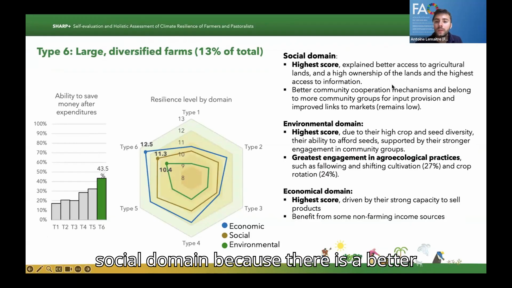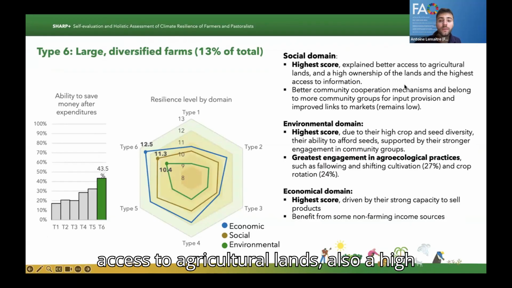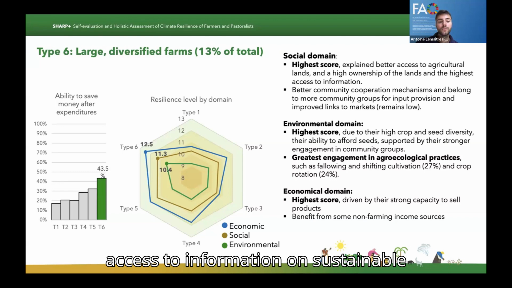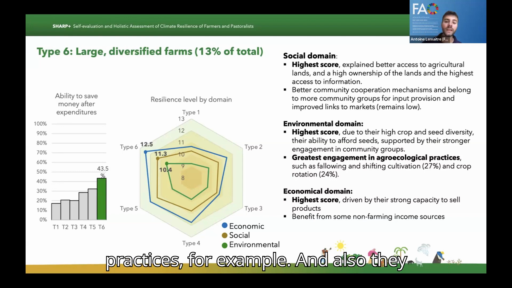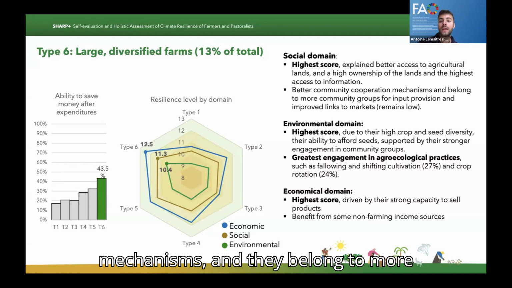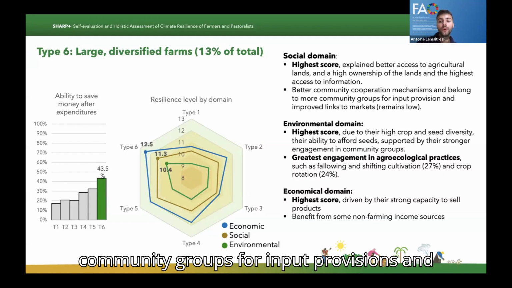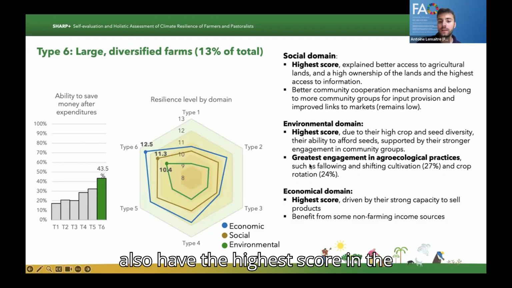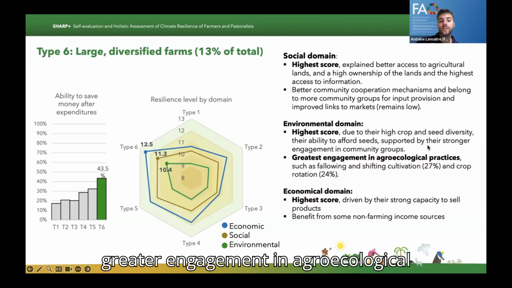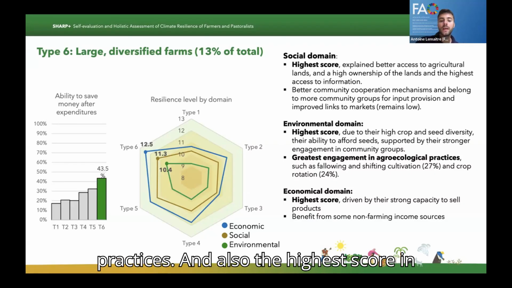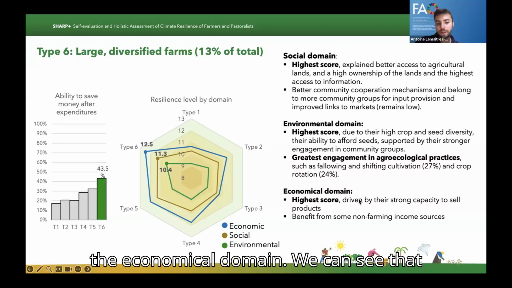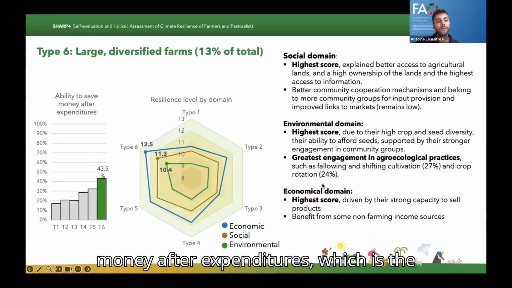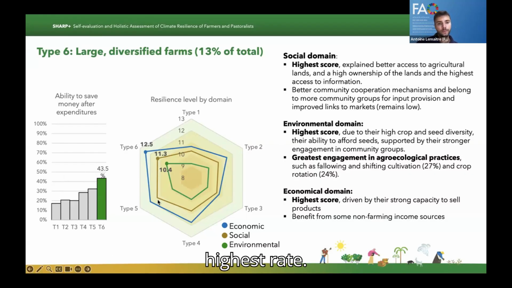In the social domain, because there is a better access to agricultural lands, also a high ownership of the lands, and the highest access to information on sustainable practices, for example. And also they have better community cooperation mechanisms, and they belong to more community groups for input provisions and improved link to markets. They also have the higher score in the environmental domain because of a greater engagement in agricultural practices, and also the highest score in the economical domain. We can see that 43% of them can save money after expenditures, which is the highest rate.